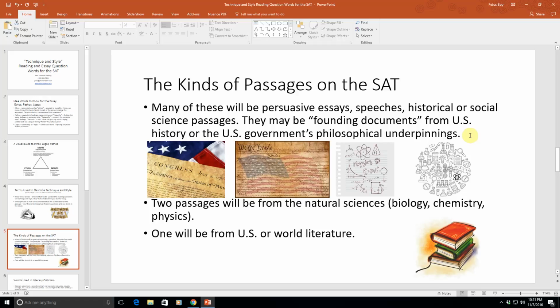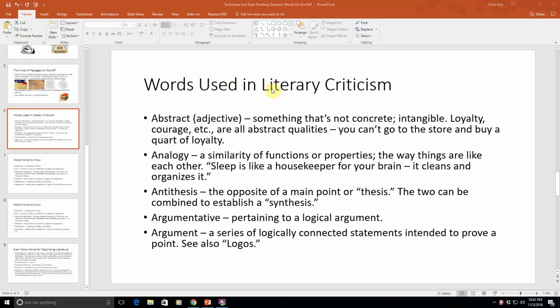that they don't have. So here are some words used in literary criticism, and by criticism I just mean evaluating literature, not necessarily saying it's bad. I don't mean critical that way, I just mean evaluating it.